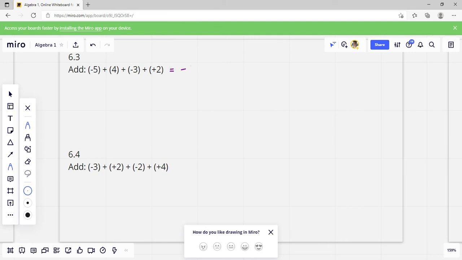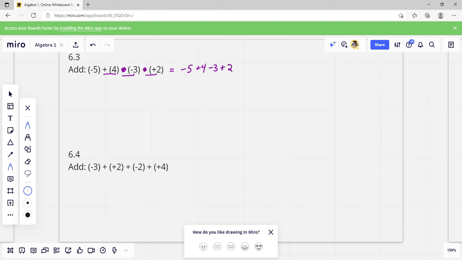So here I've got negative 5. Right here, this one would just be the plus 4. Then when I get to this one, plus a negative, just get rid of that plus and write negative 3. And this one, we'll get rid of that plus and write plus 2. Okay, so here's a bunch of numbers.